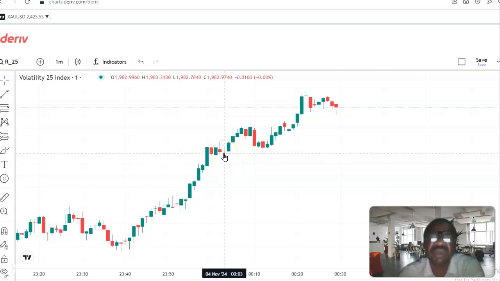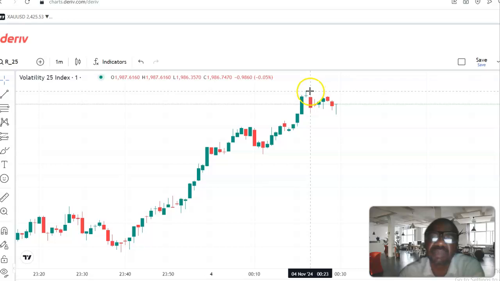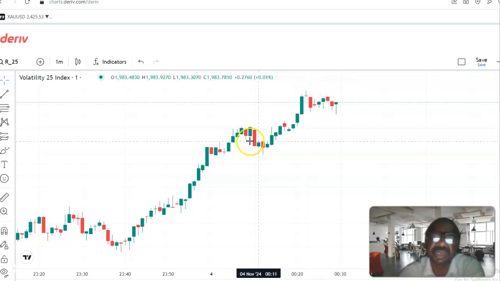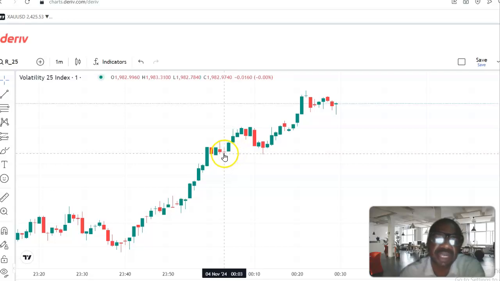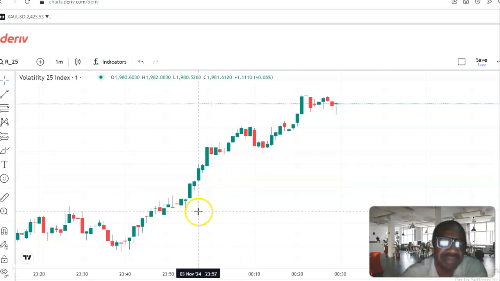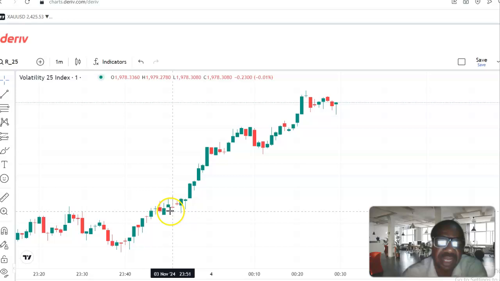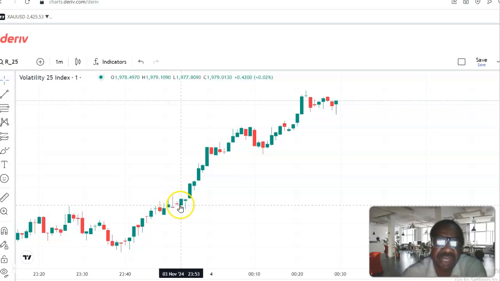Now let's look out for a bull doji. This is a bull doji. Indecision. Look at this. It happens during the what? The trend range. Indecision. Let's look for another one here. It also happens here, during a trend range. Look at this. Indecision.